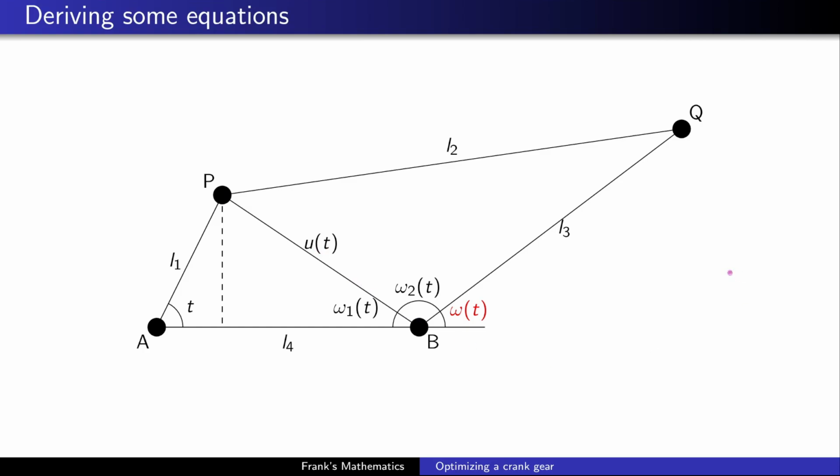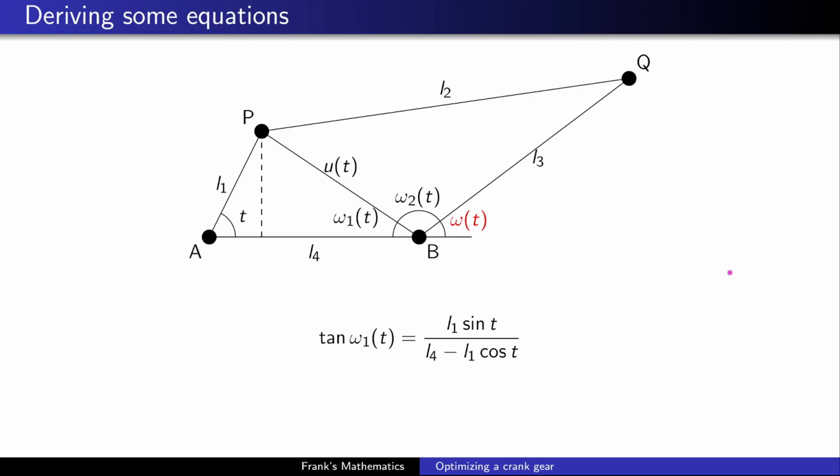So let's start with the following formulation. The angle omega 1 can easily be derived. This is just the tangent of this angle. It's just this length divided by this length, and this length is just L1 times sine of T, and this length here is just L4 minus L1 times the cosine of T. This can very easily be determined.